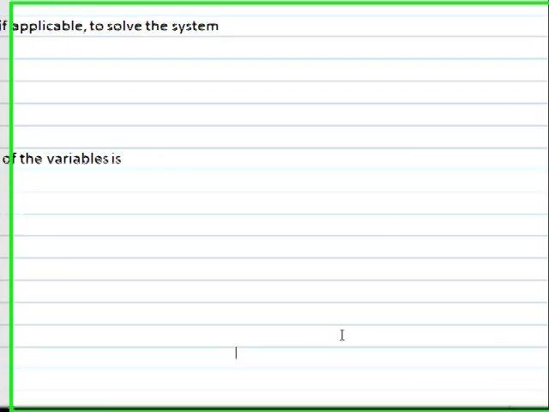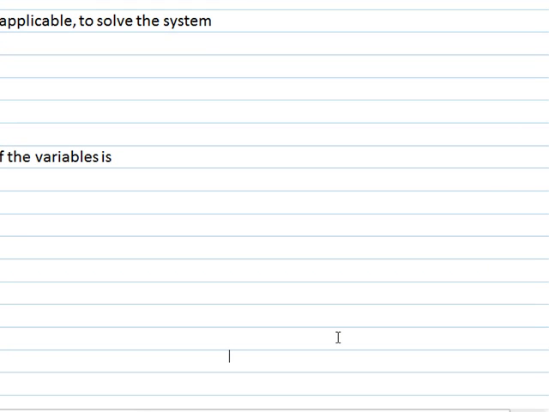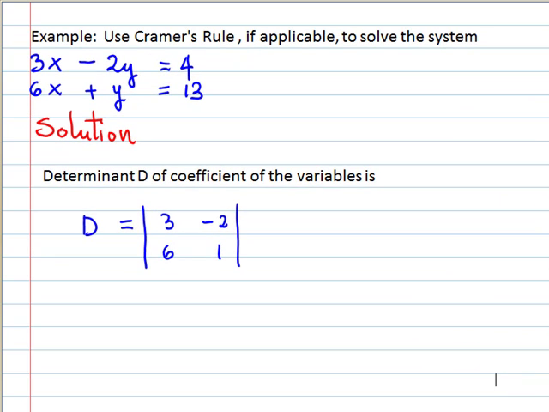In this example, I'm going to show you how to use Cramer's Rule, if applicable, to solve a system. Here the example we have 3x minus 2y equals 4 and 6x plus y equals 13. Solution. First thing, we need to find the determinant D of coefficients of the variables.